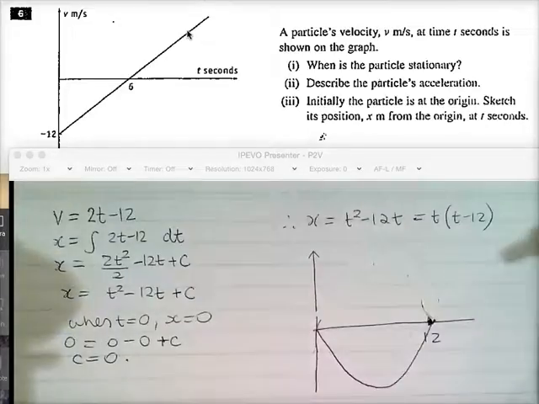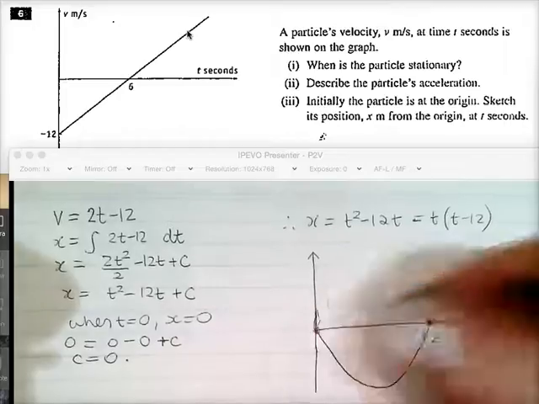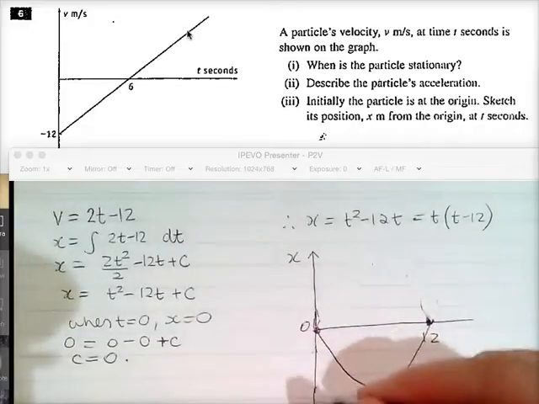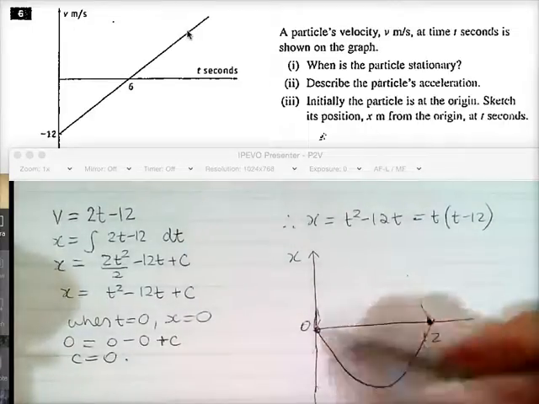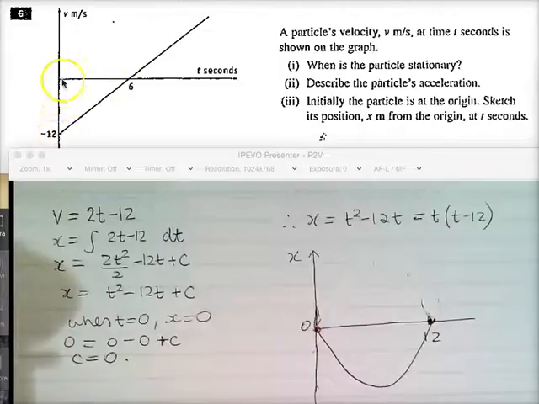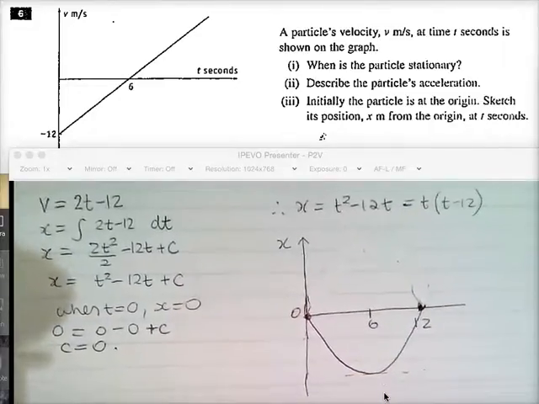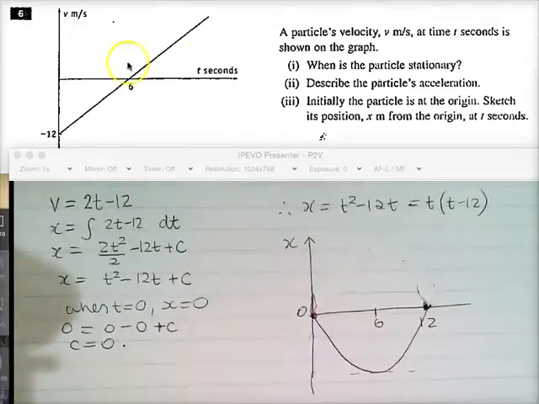But they told us that the particle is initially at the origin. So we've got x, it's initially at the origin. And you can see here that the gradient was negative from time 0 to 6. That's negative values for the first derivative, velocity. Remember, velocity is dx/dt, the gradient of the displacement curve, and it's negative, so it has to go down. And then velocity was 0 at time 6 seconds, so here the gradient of the tangent is 0. And then here velocity is positive, and we can see the gradient is positive.